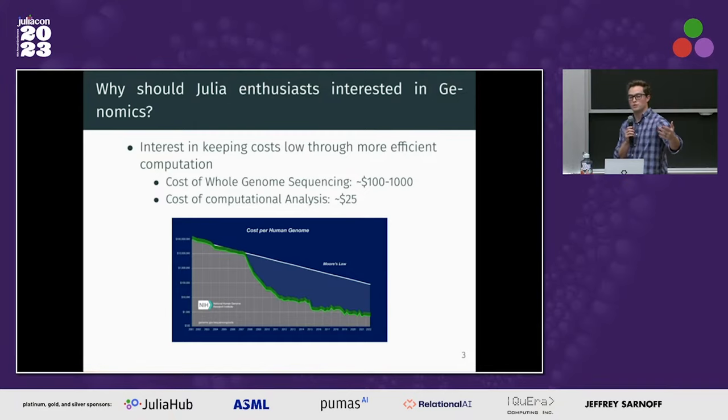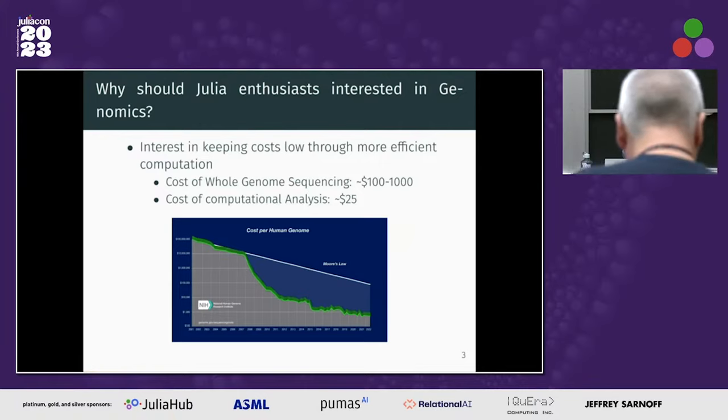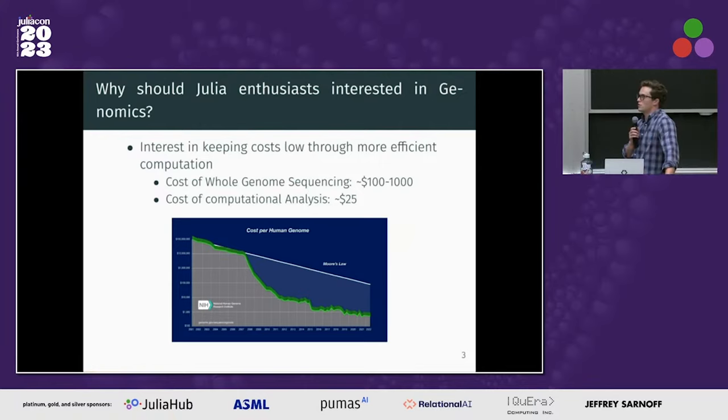So why should the Julia enthusiast that wandered into this talk care about genomics? There's an interest in genomics in keeping the cost low through more efficient computation. We do care about how quickly the results are coming back, but we don't care if the results are coming back as fast as possible if we're going to save tenfold on the computation, for example, which is an interesting problem as compared to, like, financial data or stock trading.